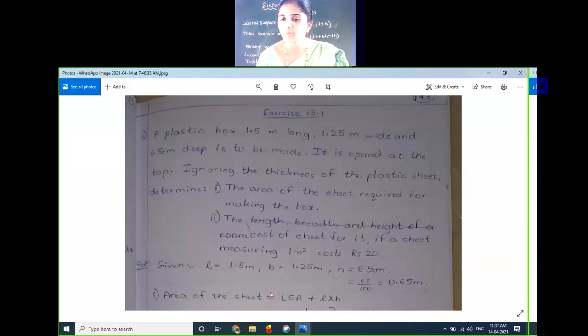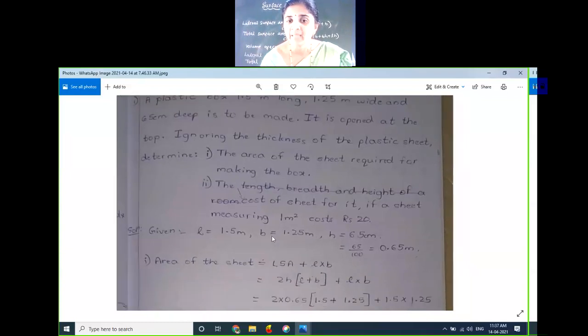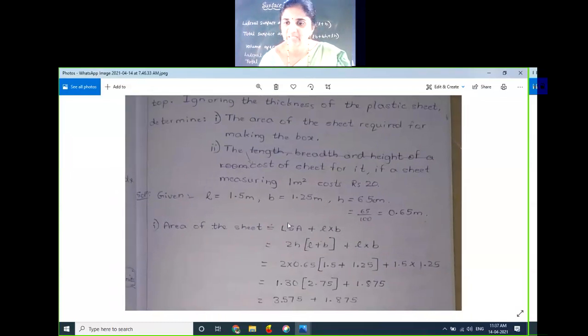Now the first question: area of the sheet required to prepare the box. It is opened at the top, so we take the LSA with 4 faces and the base area l into b, as we discussed in the last video. The formula is 2h into (l plus b) plus l into b, where l into b is the base area.